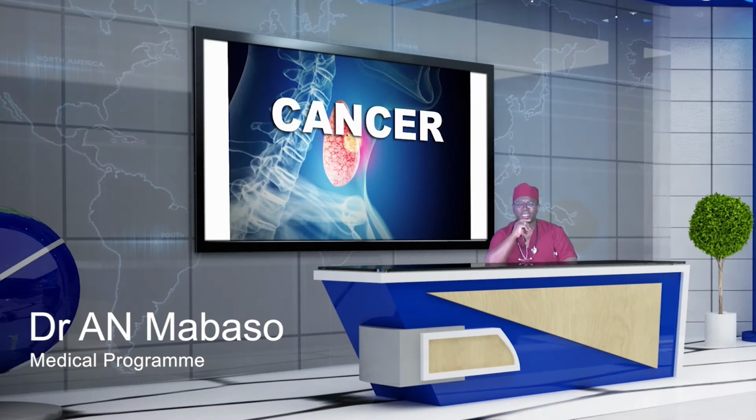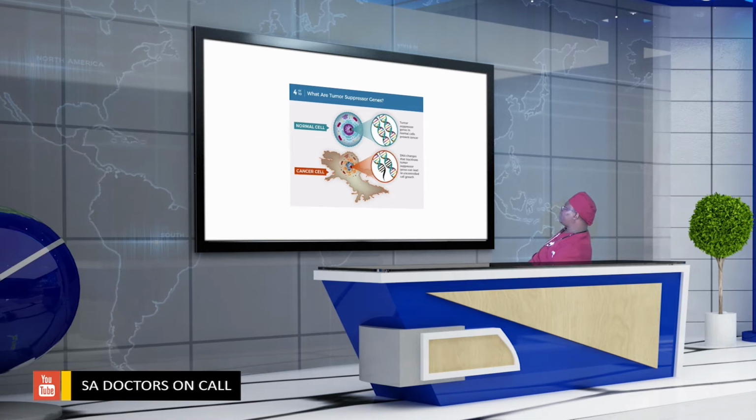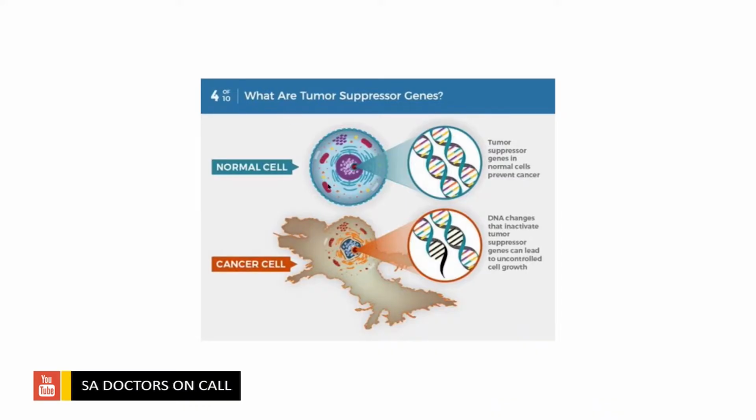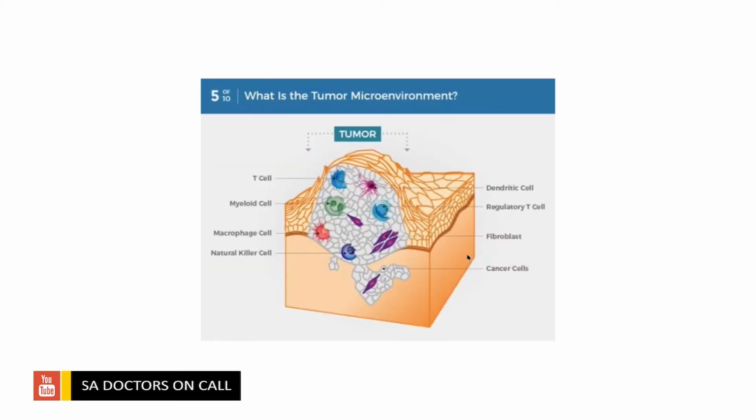Mabaso coming to you again with an interesting episode where we are discussing cancer. As you see, as I'm showing you there, you can have a situation where you've got the normal cells, and the tumor suppressor genes in the normal cells prevent cancer. But when you look at the cancer cells, or a tumor cell, DNA changes that inactivate the tumor suppressor gene can lead to uncontrolled growth. So if you look at this microenvironment, this is what you will see.